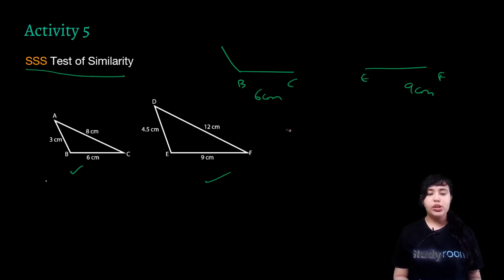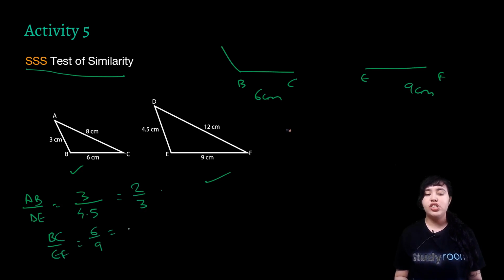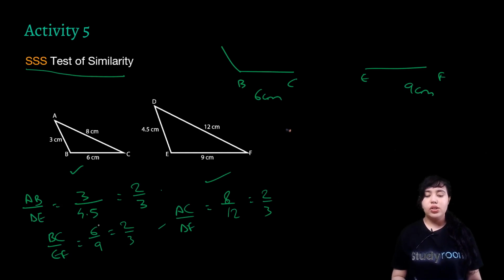When you do this, you just find out AB upon DE. It will become 3 centimeters upon 4.5 centimeters, right? And this on solving will become 2 by 3. If you go and solve BC upon EF, that is 6 by 9, which is again 2 by 3. Now let's solve AC upon DF. Even that will become 8 upon 12, which is 2 by 3. So we see that AB upon DE is equal to BC upon EF, and it is further equal to CA upon FD. So that means one criterion has been proven.